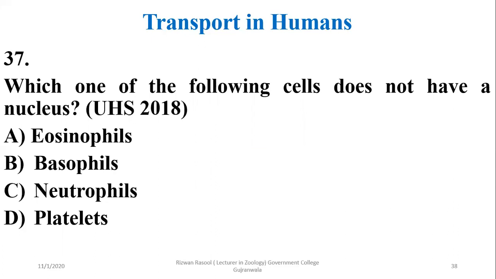Which one of the following cells does not have a nucleus? Eosinophils have a 2 to 3 lobe nucleus. Basophils have a slightly lobed nucleus. Neutrophils have a 3 to 5 lobed nucleus. And platelets are actually fragments of cells which are without nucleus. So right option in this case is delta.